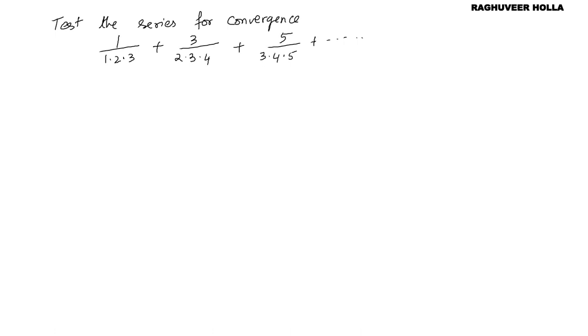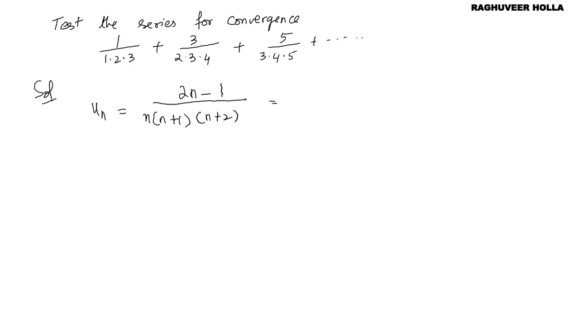Now let us solve this test, the series of convergence. Okay, so let us solve this. Now u1 will be 2n minus 1 divided by n into n plus 1 into n plus 2, right?